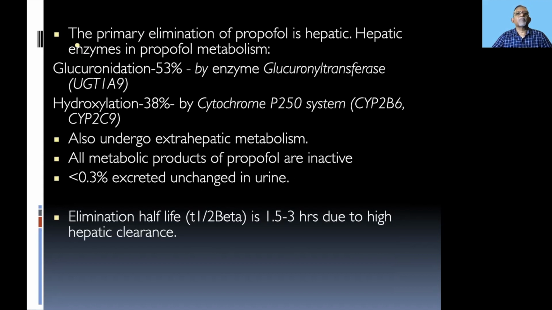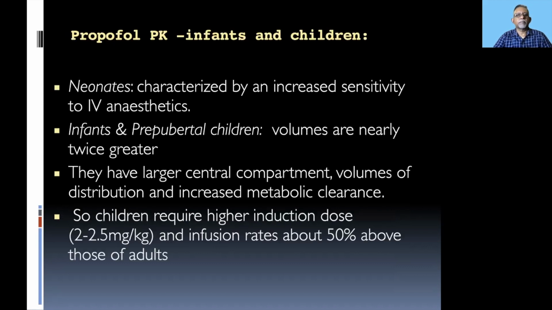The primary elimination of propofol is hepatic. It also undergoes extrahepatic metabolism in the lung, kidneys, and brain. Propofol pharmacokinetics in neonates are characterized by an increased sensitivity to intravenous anesthetics, and anesthetic doses have to be decreased. Infants and children have a larger central compartment volume of distribution and increased metabolic clearance, leading to decreased sensitivity. They need a higher dose.